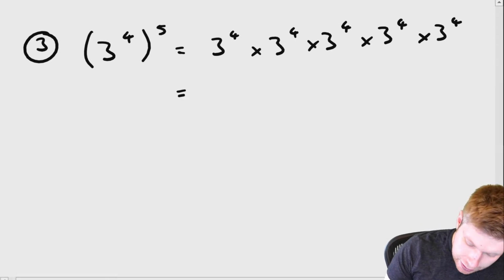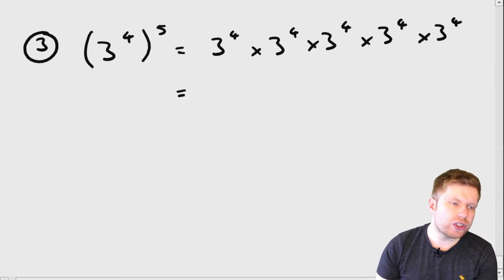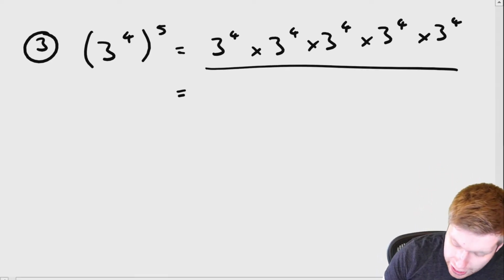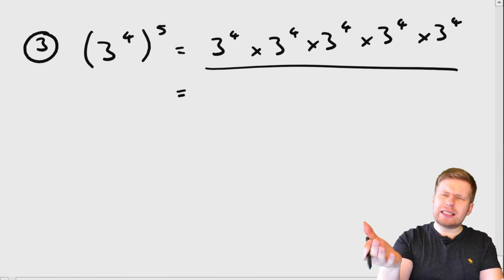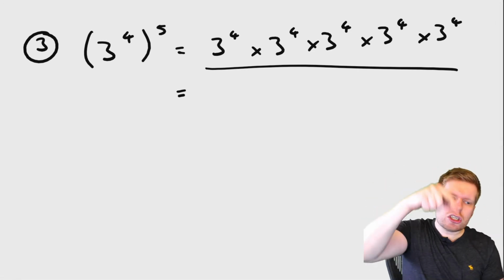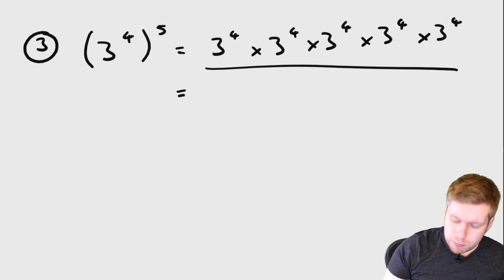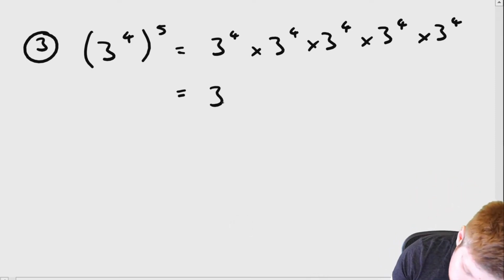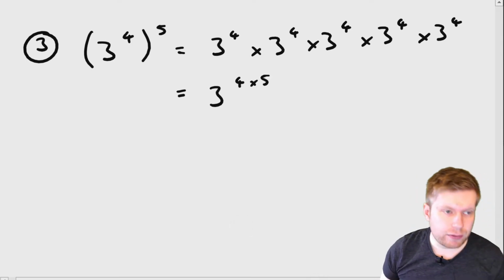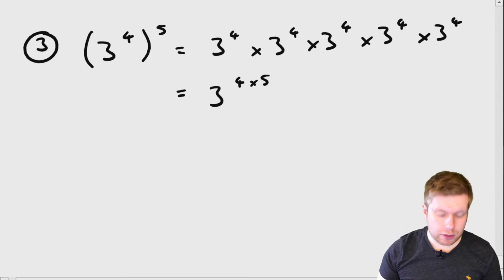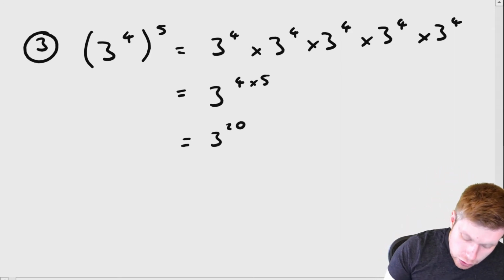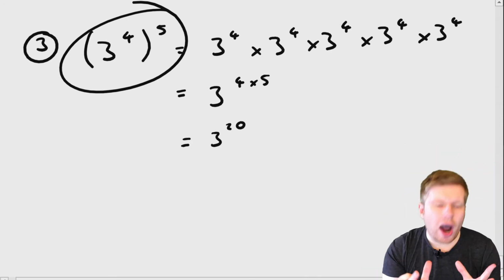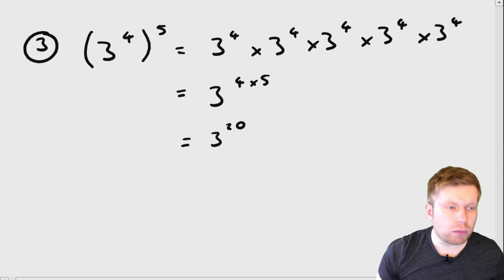Okay. Well, I've just seen in the last rules that if I have the same base being multiplied together, I should just add the powers. So in this case, I just should add the 4s together. Well, how many 4s am I adding together? I'm adding 5 of them together. So this is just like repeated addition. In other words, I can treat this as multiplication. So because I have 4 and I'm adding it to itself 5 times, I can treat this as 4 times 5. Okay, because I have 4 5 times. Which will be 3 to the power of 20. So in other words, when I have a base raised to a power, and then I'm raising that entire thing to a power, I should just multiply the powers together.